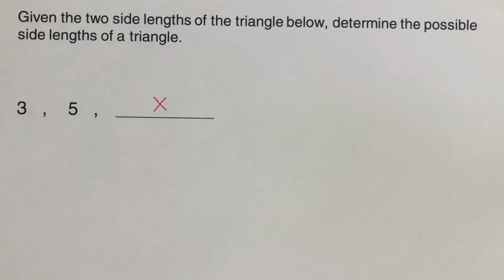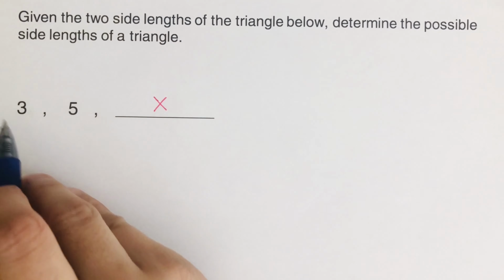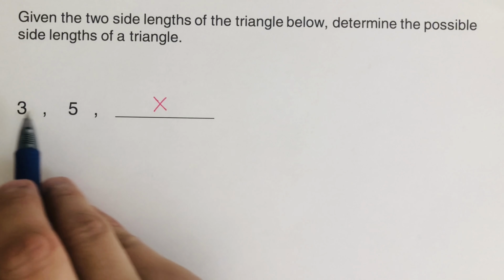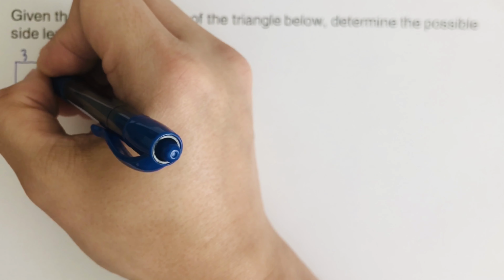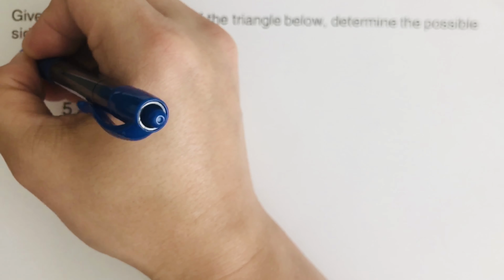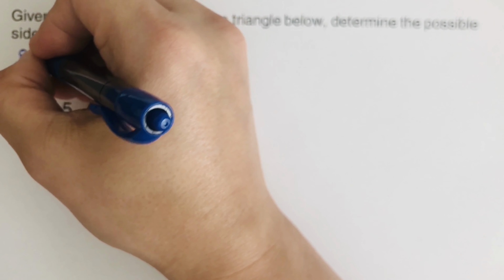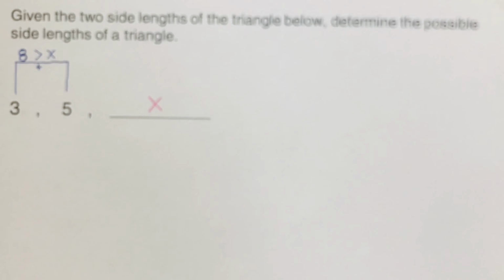Now, the rule is to add two sides, and the sum should be greater than the third one. So this is 3 plus 5. Let's just add it right away. 3 plus 5 is 8, so we get 8 should be greater than x. So that's the first one.